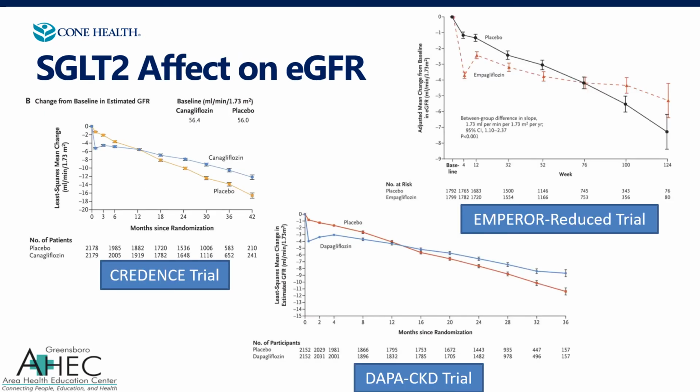I mentioned that expected decline in the serum creatinine initially. So these are graphs of the eGFR from the different SGLT2 trials. As you can see, the eGFR declines initially more rapidly than placebo, but then over time, the patients that are on the SGLT2 maintain their eGFR compared to the placebo group, which has a greater decline in their eGFR. So it helps preserve the renal function of these patients when they're on these drugs.